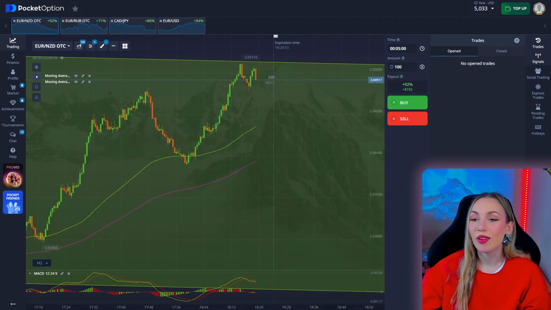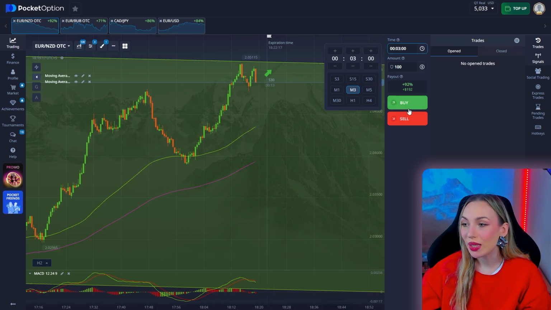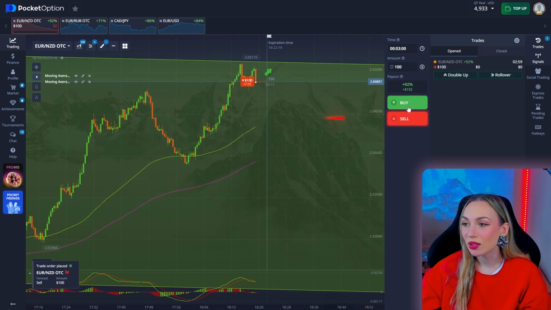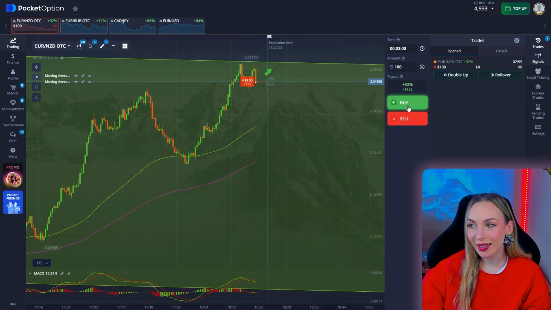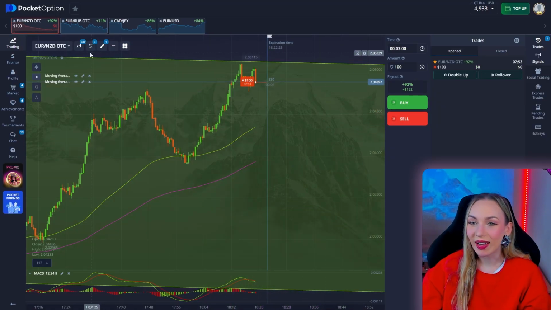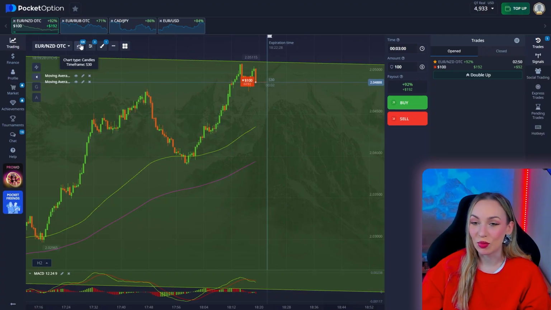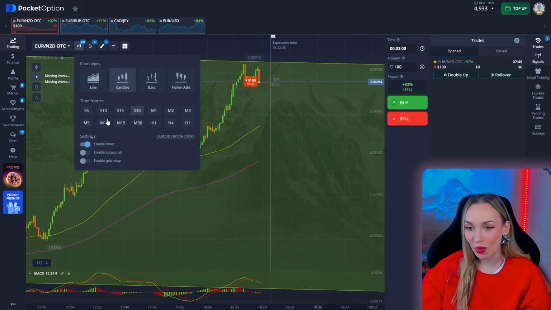Euro NZD finally reached the resistance. So 3 minutes, $100. And I'm in. Finally, we were waiting for that moment for so long.